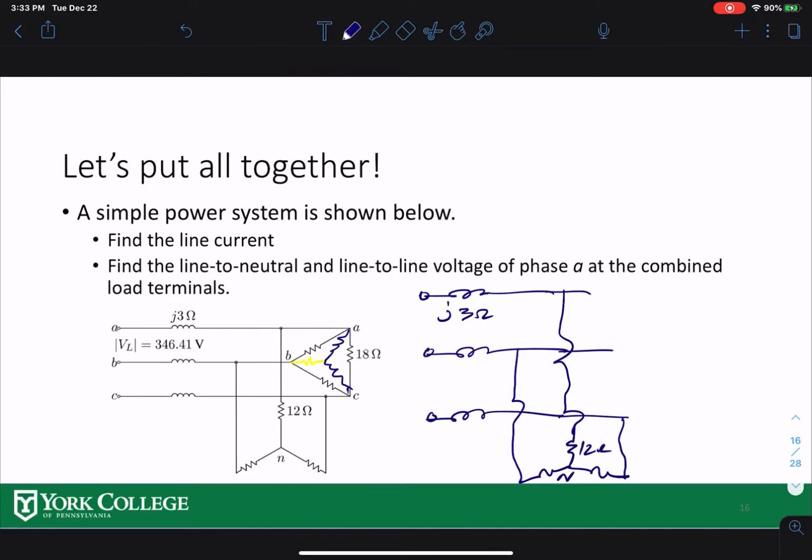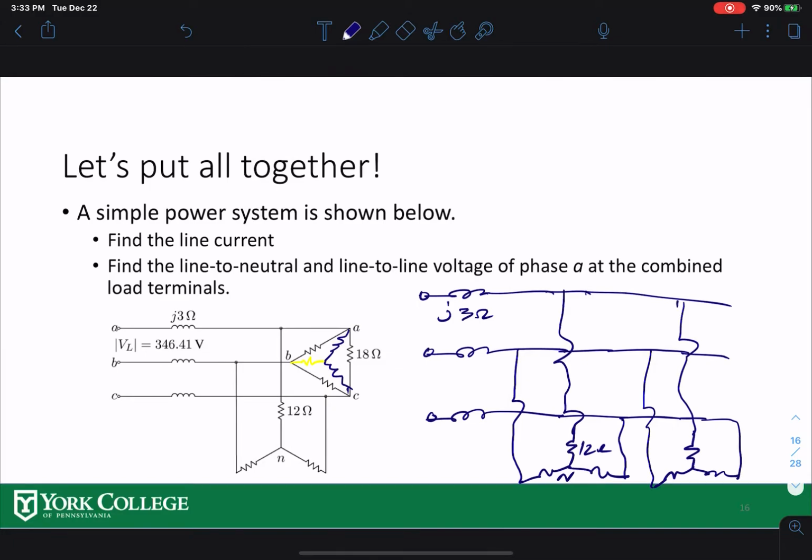That's neutral here. Now I made this one also a Y connection here, so I can draw this over here same as this one. So this one comes over here, this one comes over here, and this one comes over here, right? Now, this is A, this is neutral here, this is neutral here, A, B, C. If I take the A to neutral out of here, there's j3 ohms here, and I have a 12 ohm from there to neutral here, right?